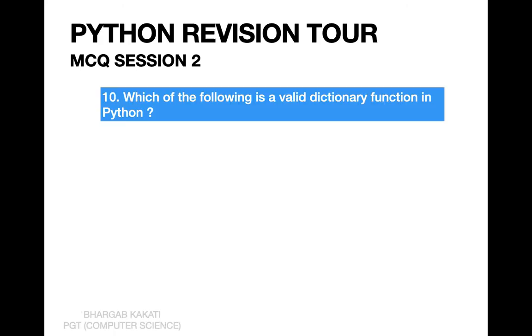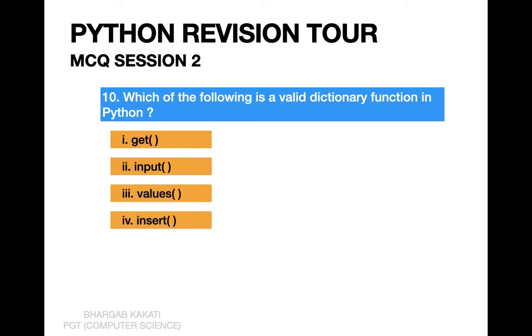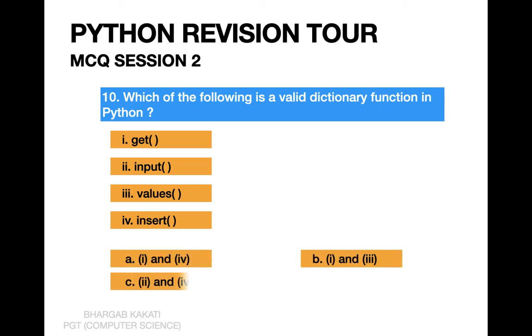Let's go to the last question of the session, which is which of the following is a valid dictionary function in Python? First is get function, 2 is input function, 3 is values function, and 4 is insert function. And option A is 1 and 4, option B is 1 and 3, option C is 2 and 4, and option D is 2 and 3. And the correct option is option B, 1 and 3. Get function, you've already got in class 11. It is used to get a value corresponding to a key, and values function is used to get all the values of a dictionary together.